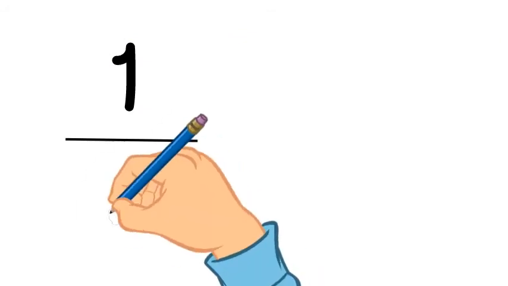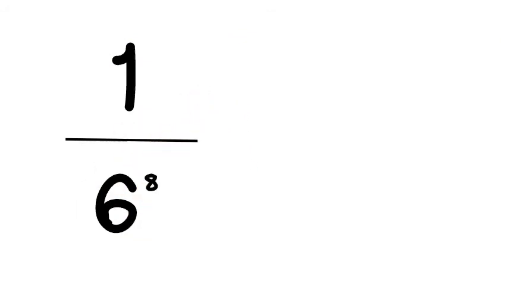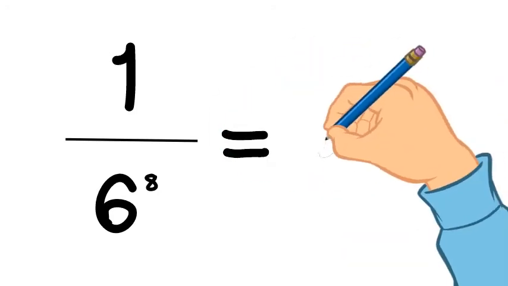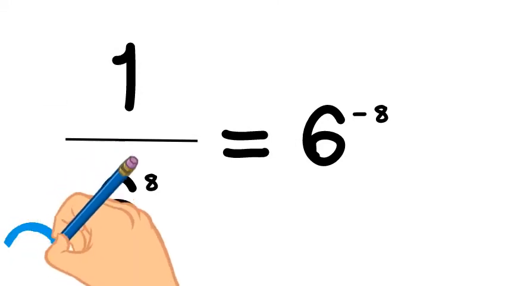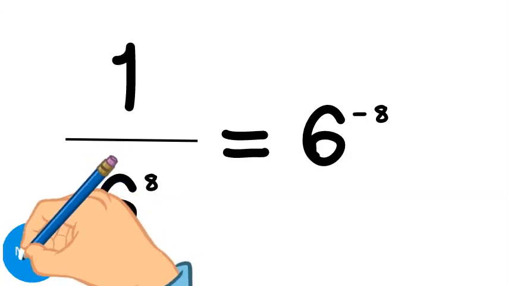Now remember, the exponent doesn't have to start out as a negative number. We can start with the exponent being positive. We just need to remember when it switches from upstairs to downstairs or downstairs to upstairs, the sign of the exponent changes.